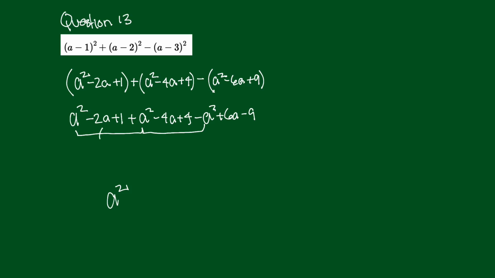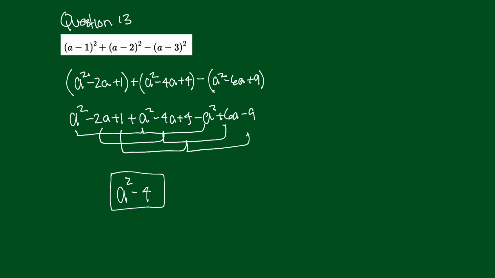So negative 2 minus 4 is negative 6 plus 6? Oh, those are gone, right? Did I do that right? Negative 2 minus 4 is negative 6 plus 6. No more a's. All right, constants. So constants now. I get a 1 plus 4 is 5. 5 minus 9 is minus 4. All right, so I'm going to rewrite this. A squared and then minus 4.